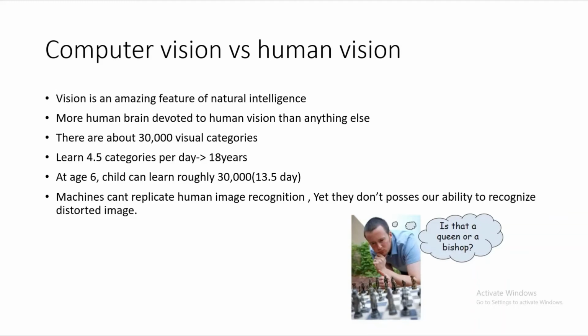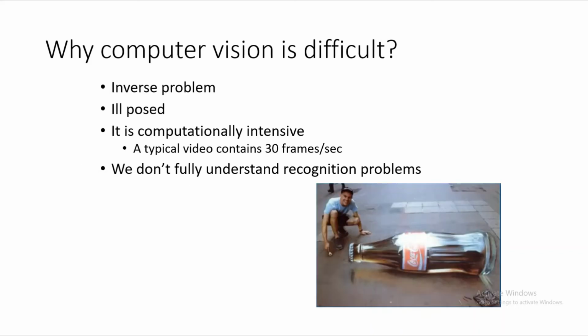However, the machines can't replicate the human recognition system yet; they don't possess the ability to recognize distorted images. We can see here that the computer can't easily distinguish the queen and the bishop in the distorted image. Now the question arises, why is computer vision so difficult? The main reason behind this difficulty is that the majority of computer vision problems are inverse and ill-posed. They don't have a unique solution.